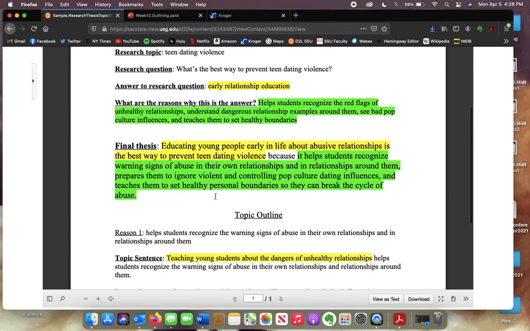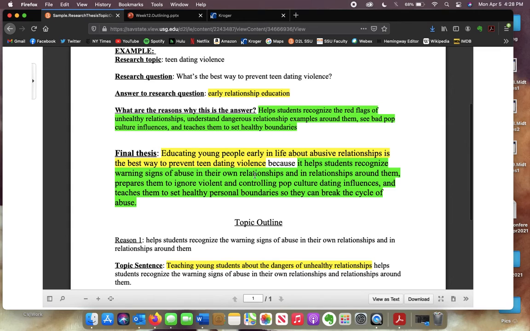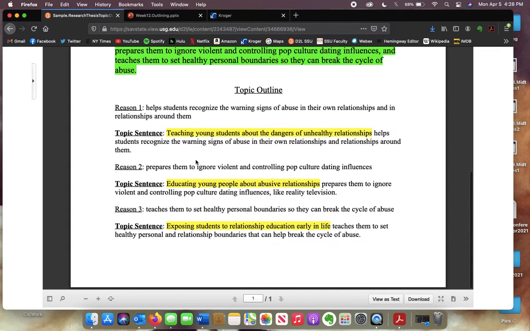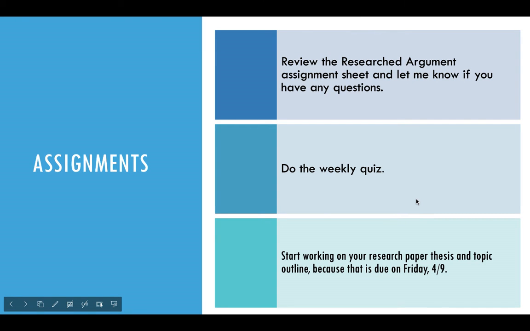But I've got my topic question, the answer to the question. This takes you through steps writing the thesis, so you don't just have to jump right into writing the thesis. It takes you step by step. What are the reasons? And then make that into a sentence, and then you've got your topic outline where I'm just listing the main reasons you're going to be talking about within your paper from your thesis, and the topic sentence that can introduce that paragraph about that particular piece of information. So that is, like I said, under the sample papers and everything like that on D2L, so make sure that you look at that.